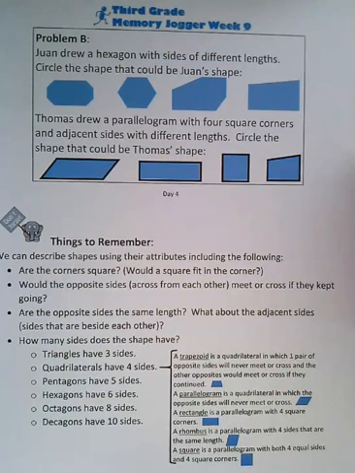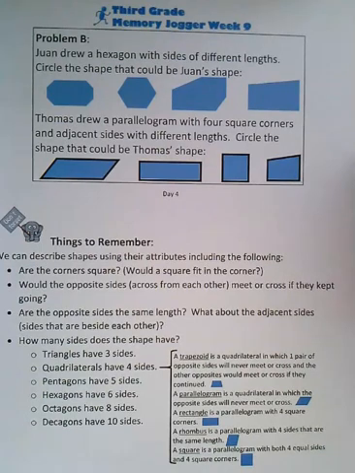We have several things to remember. We can describe shapes using their attributes, including the following. Are the corners square? Would the opposite sides meet or cross if they continued going? Are opposite sides the same length? Are adjacent sides the same length? How many sides does the shape have? If it has 3 sides, it's a triangle, 4 sides, quadrilateral, 5 sides, pentagon, 6 sides, hexagon, 8 sides, octagon, or 10 sides, decagon. There are several kinds of quadrilaterals.